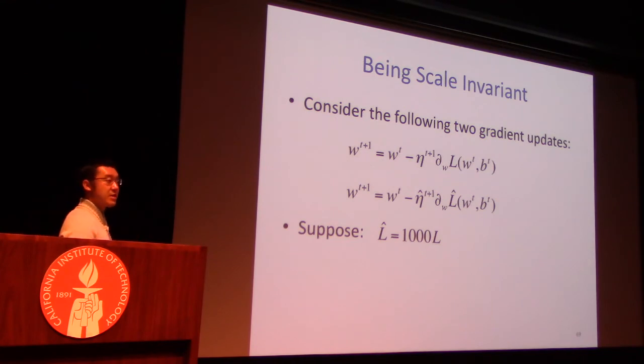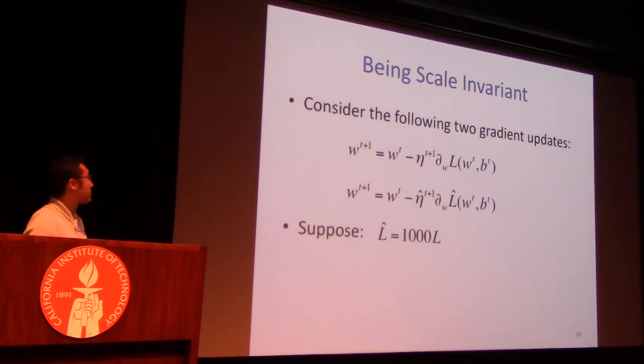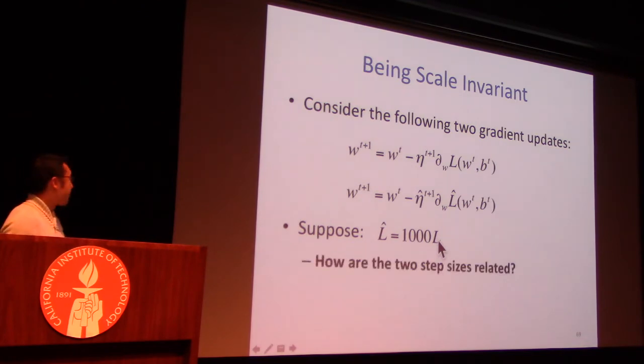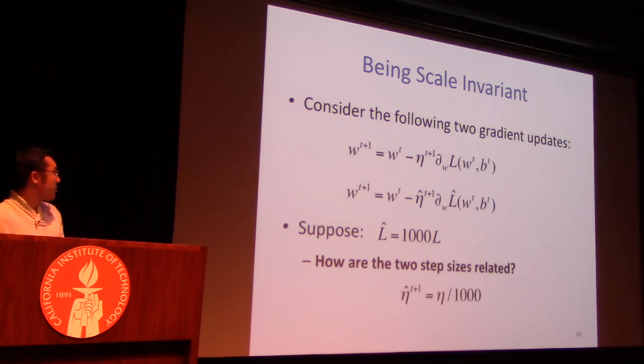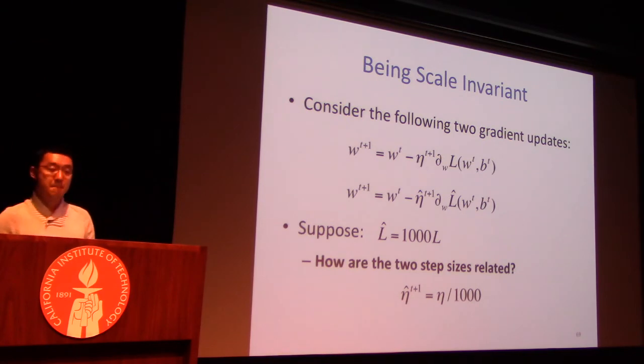Another issue that I want to talk about is that when you reason about this, you want to reason about it in a way that's scale invariant, right? Suppose we are considering updating our model W for two different types of learning objectives, L and L hat. And suppose that L hat is simply L scaled by 1,000. So how are the two step sizes related? Well, if you want the two gradient updates to have the same behavior, you want this step size to just be 1,000 times smaller than this step size. And the W you learn is exactly the same.